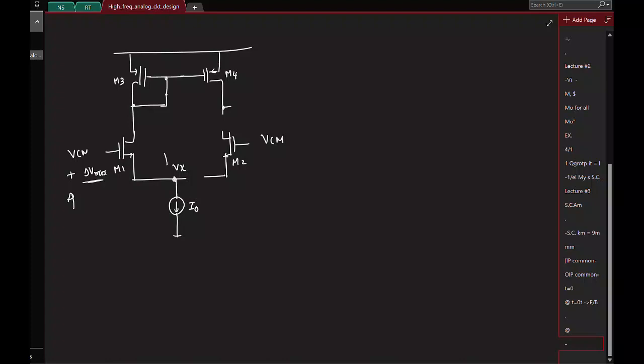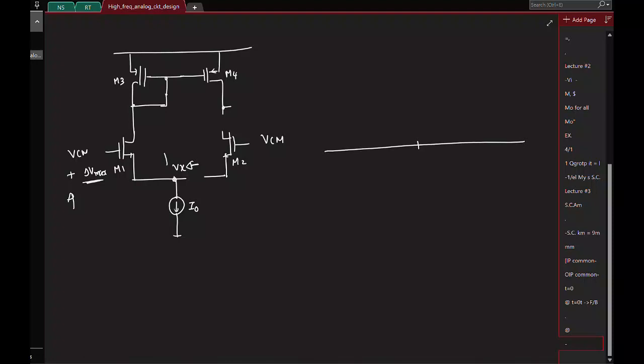Now what kind of a configuration is it? I am applying delta V at the gate, taking the output from the source. It's not common gate, it's a source follower, right? The transistor now carries a current of I naught, so it needs to maintain a fixed gate to source voltage. So if we increase delta V, Vx will also increase.